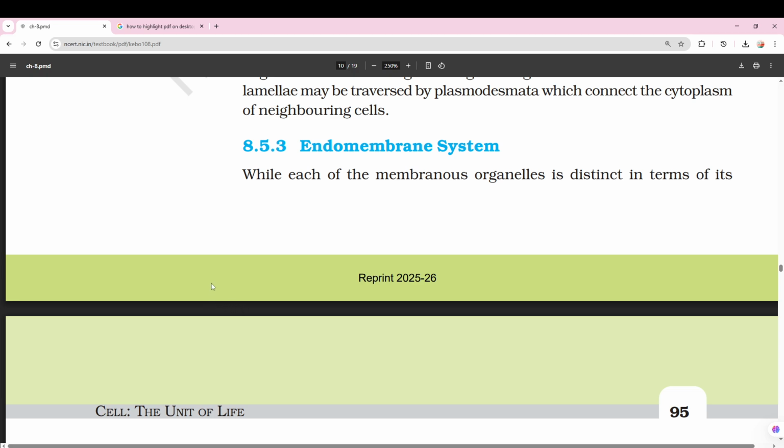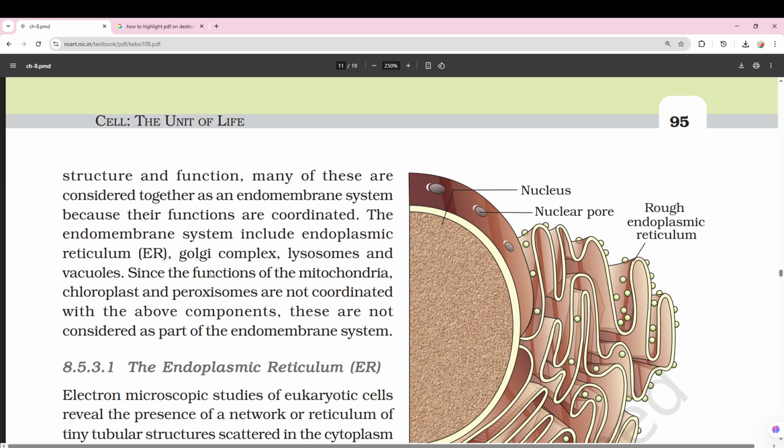Endomembrane system. While each of the membranous organelles is distinct in terms of its structure and function, many of these are considered together as an endomembrane system because their functions are coordinated. The endomembrane system includes endoplasmic reticulum, Golgi complex, lysosomes and vacuoles. Since the functions of mitochondria, chloroplast and peroxisomes are not coordinated with the above components, these are not considered as part of the endomembrane system.